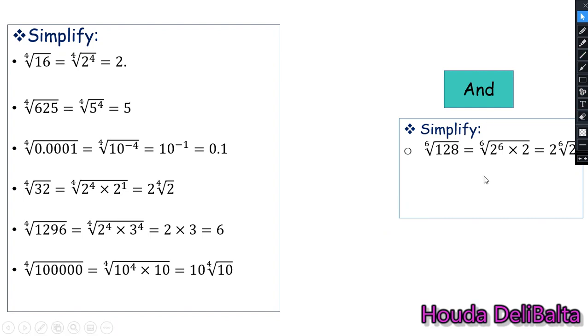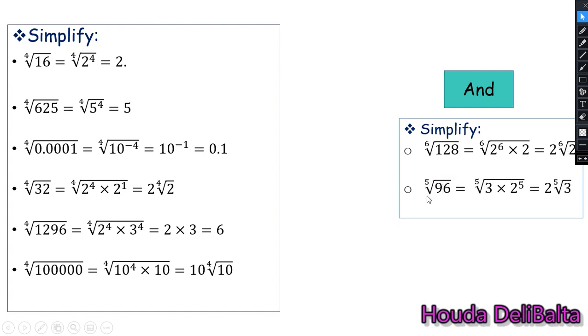We have sixth root of 128, which is sixth root of 2 to the power 6 times 2. So I'm not just talking about fourth roots, I'm talking about sixth roots. 2 to the power 6 times 2, because 128 is 2 to the power 7. Dividing 6 by 6 we get 2, and the final answer is 2 and sixth root of 2 multiplied together.